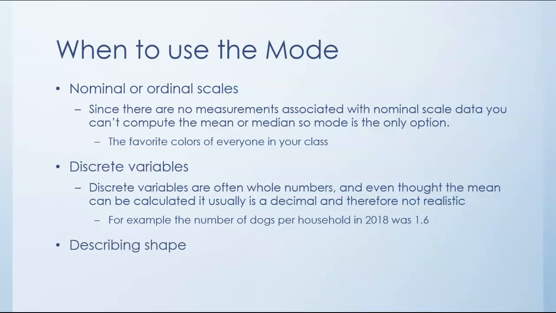And when we're describing the shape of data, we tend to go for mode. You can say something is unimodal, which means it has one mode, or bimodal, which means it has two modes, or even multimodal, which means it has three or more modes. So sometimes you can use the mode to help describe the shape of your graph itself.